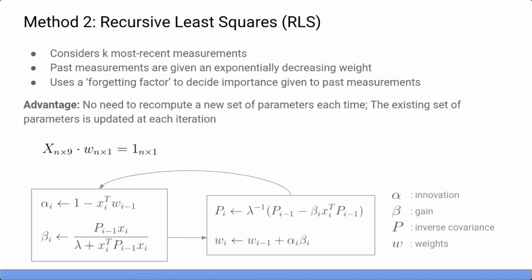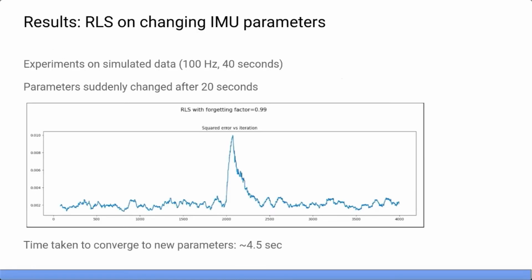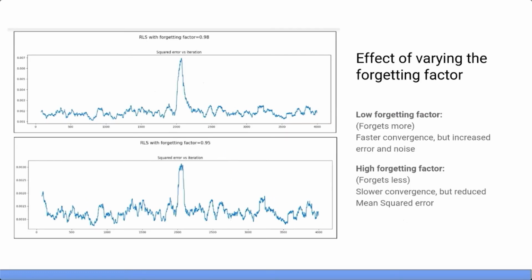And again, the detailed mathematics can be found in the report, which you can find on the repository. These are some results using RLS. On this graph, you can see a 40-second run where the calibration parameters were suddenly changed in between. The y-axis over here represents the mean squared error. So you can see that we have a low stable error, and once the calibration parameters are suddenly changed, the error suddenly increases. But within around 4.5 seconds, the method converges back to the new calibration parameters and the error is stabilized once more.